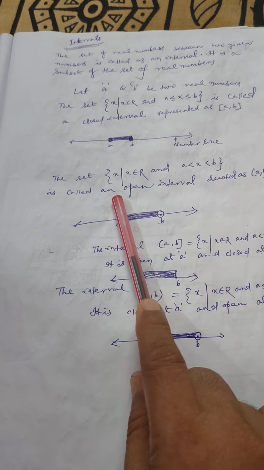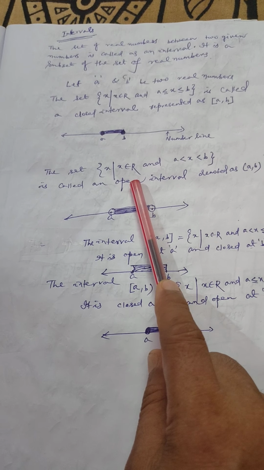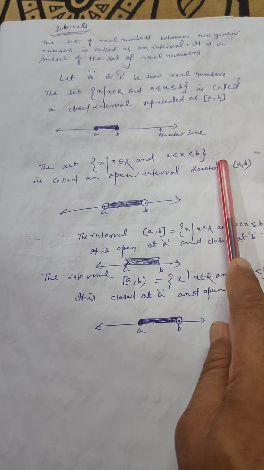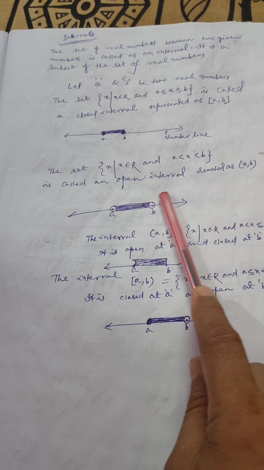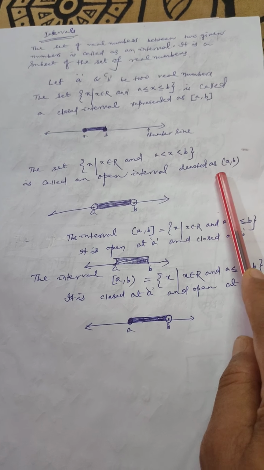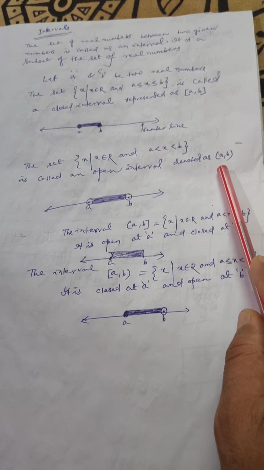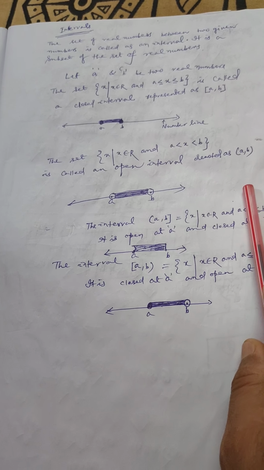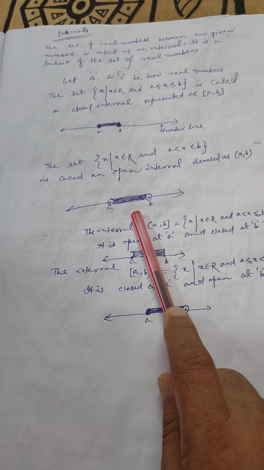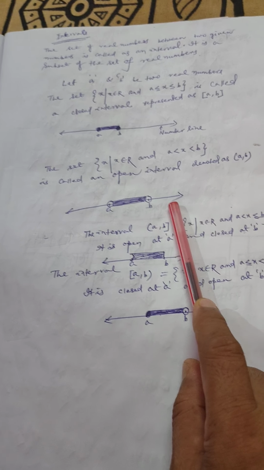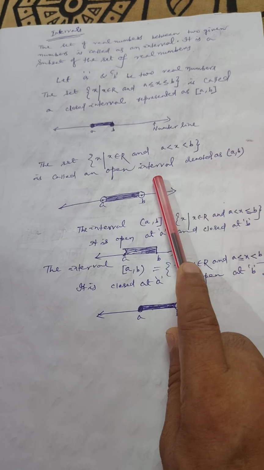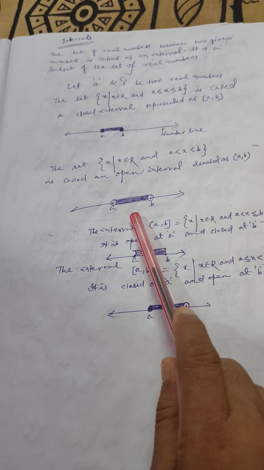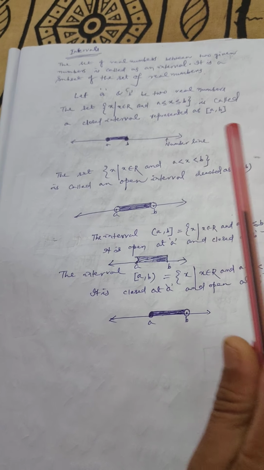We consider another set, which is the set of all x belonging to the set of real numbers, and a is less than x and x is less than b. It is called an open interval and denoted by beginning of circular bracket a comma b and closing of the circular bracket. On a number line, it is represented like this. It is to be noted that this set does not contain the elements a and b, the two boundary values. Therefore, this is an open interval. It is open at both the ends.